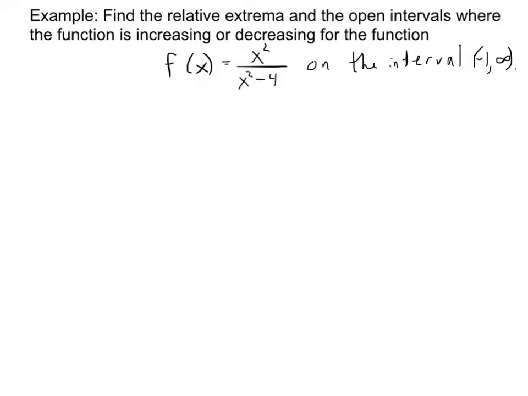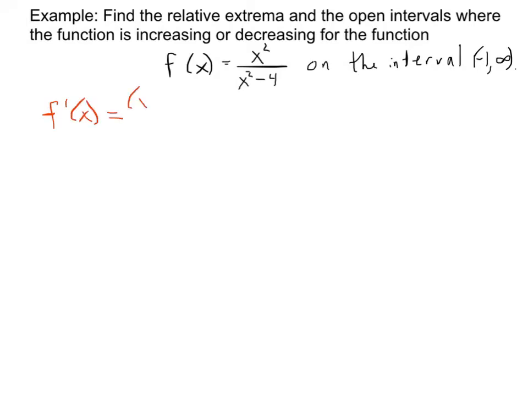Alright, so same instructions. I want us to find the relative extrema and the open intervals where the function is increasing or decreasing, and this time I've got a rational expression, and I'm giving us an interval to work with. Rather than saying, oh, go from negative infinity to infinity, I only want us to look at this interval. Right? So we'll start looking at the first step. Our first step is supposed to be finding critical numbers, so we'll begin with the derivative of this thing.